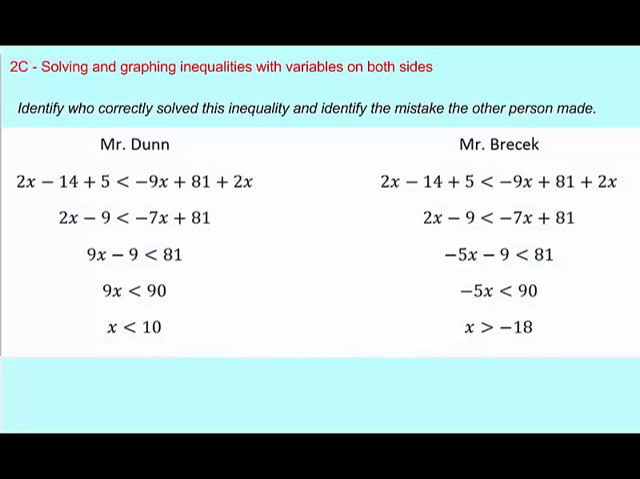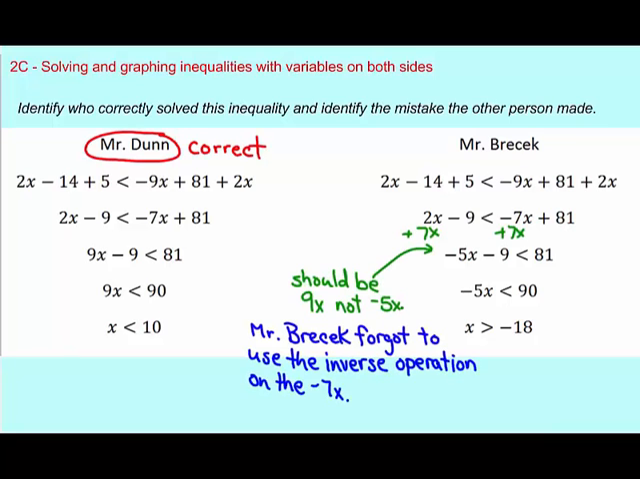Now here, Mr. Dunn and Mr. Braychek have gone through and solved an inequality with variables on both sides. Please identify who did it correctly and who did it wrong, and also tell what that person that did it wrong made the mistake at. So in this case, Mr. Dunn was correct in his solution. Mr. Braychek, when he was combining his variables onto one side or the other, he forgot to use the inverse operation. So make sure when you are solving problems like this that you tell what the mistake is that the other person made.